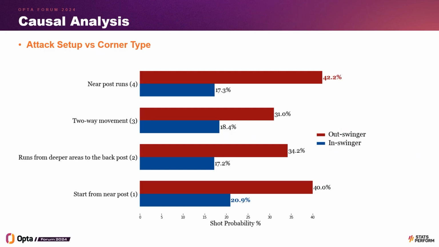We can see here the percentage of shot attempts in outswinging corners was higher compared to the shot attempts in inswinging corners. And particularly for outswinging corners, when players made near post runs, they were far more successful in getting shot attempts. For inswinging corners, it was seen that when the players started from the near post, they were successful in getting shots off.